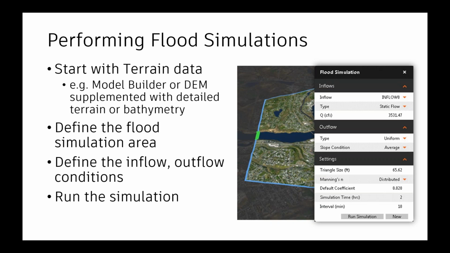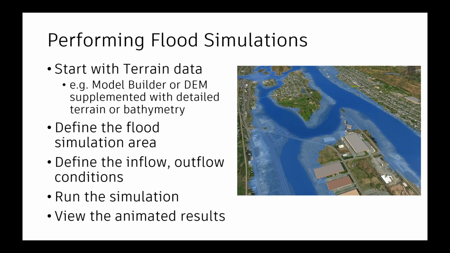This will send the terrain, the boundary, all the data to RiverFlow2D, the calculation engine. It'll compute the simulation in the background, and then the results will be returned to InfraWorks, and we'll be able to view those in our model. You'll be able to play an animation showing the flood depths, elevations, or velocities inside your InfraWorks model.